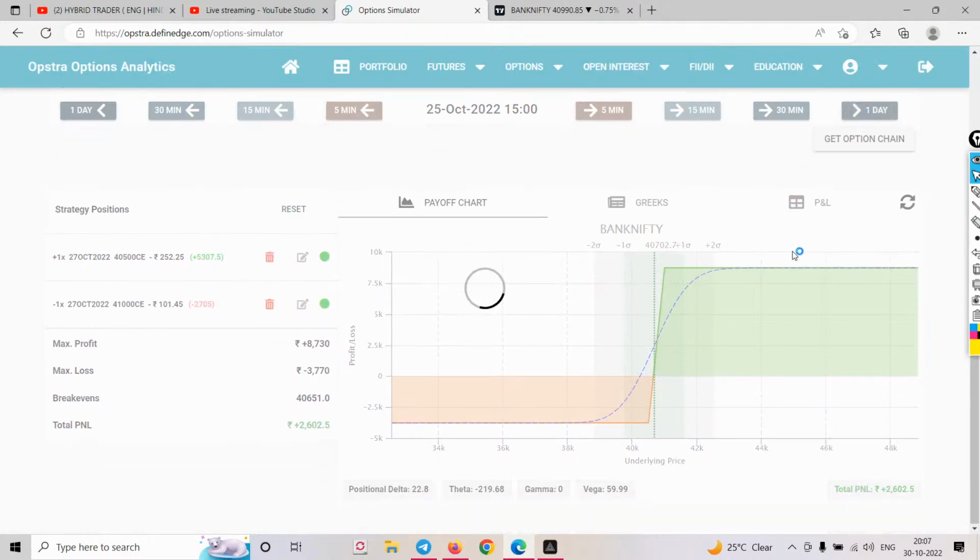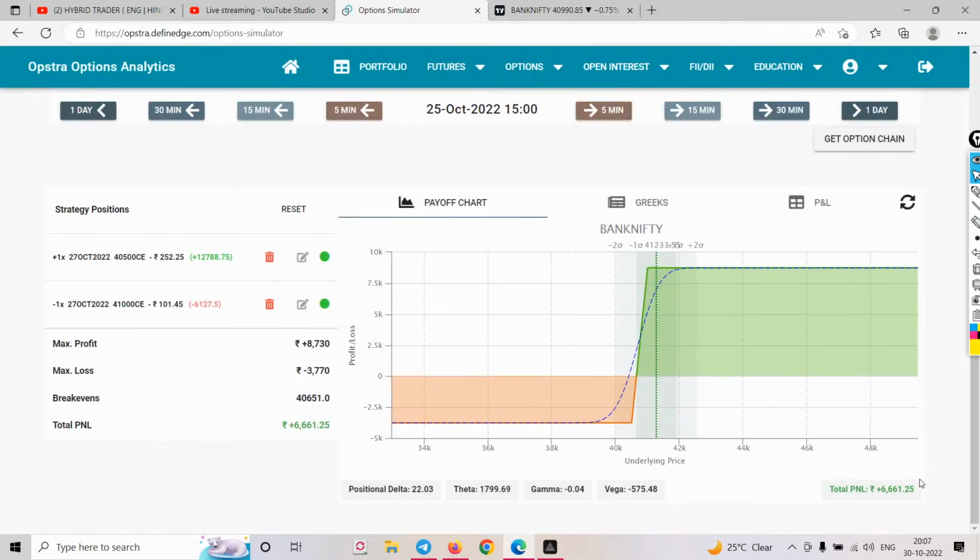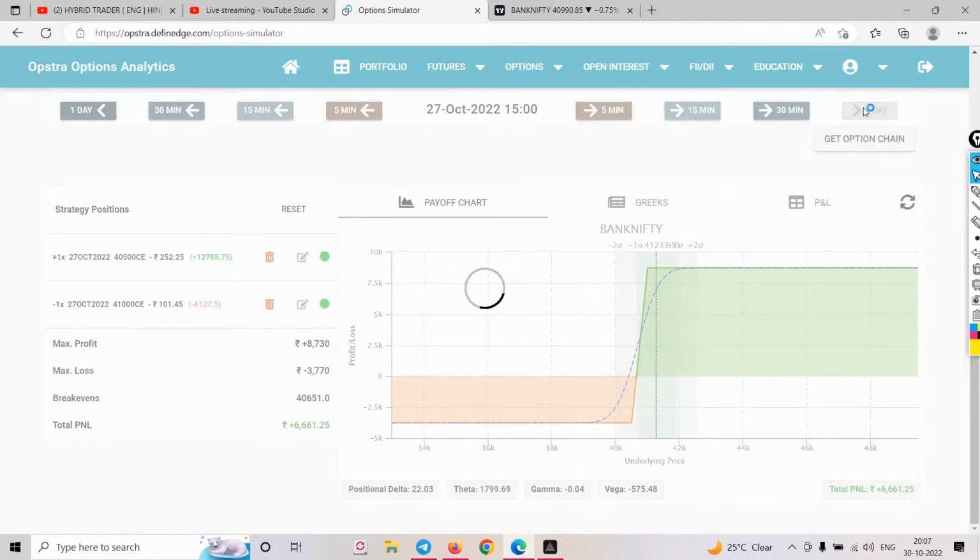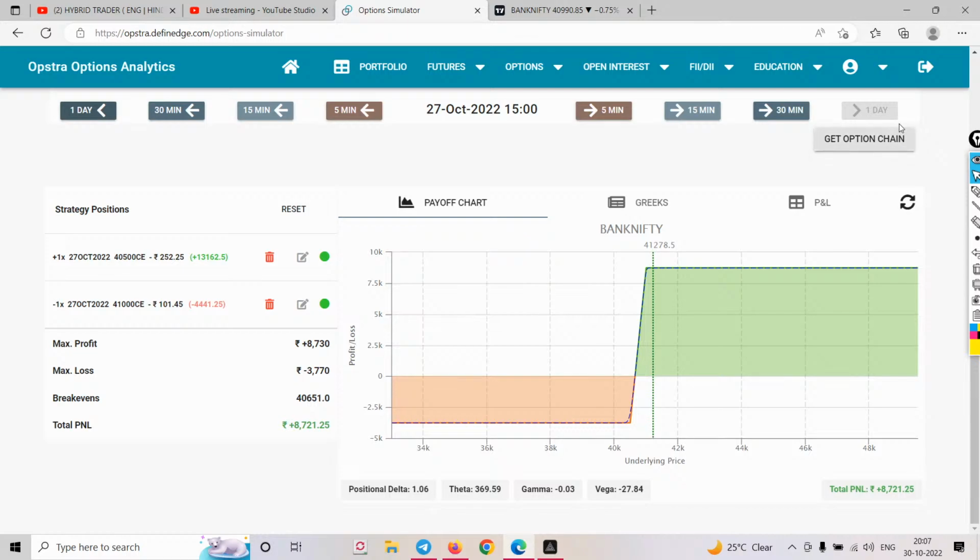Day 2, we are straight away at a profit of 6,600. Day 3, 8,000 profit. That's it. On the expiry day we are at a profit of 8,721. I've not shown you any adjustment, so we all know the debit spread has given you the profit.